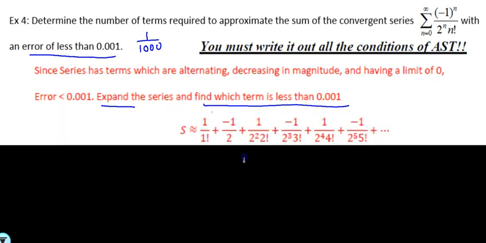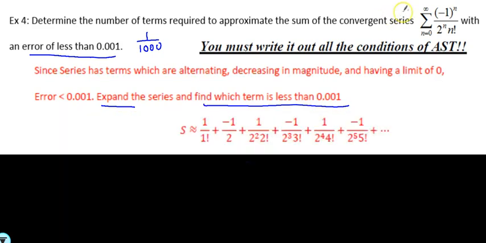So let's start expanding. If I expand starting with n equals 0, 0 power gives me positive 1, 0 factorial is 1. You shouldn't be writing a factorial here, since 0 factorial is 1. Okay, then for the second term, n is 1. So that's a negative 1 over 2 to the 1, 1 factorial is 1. So I just wrote down all these terms.